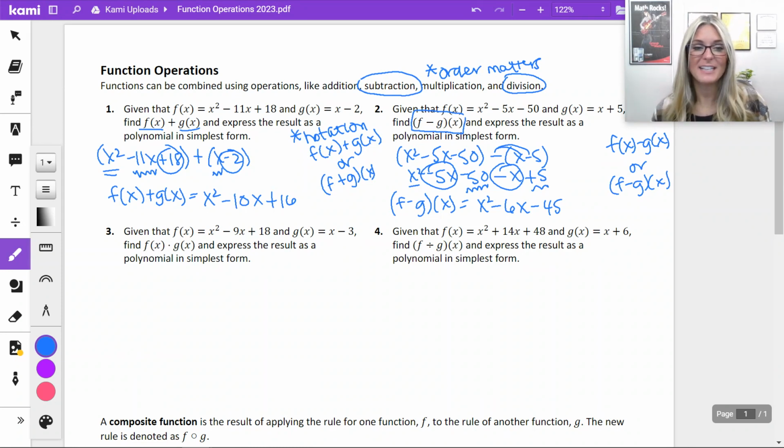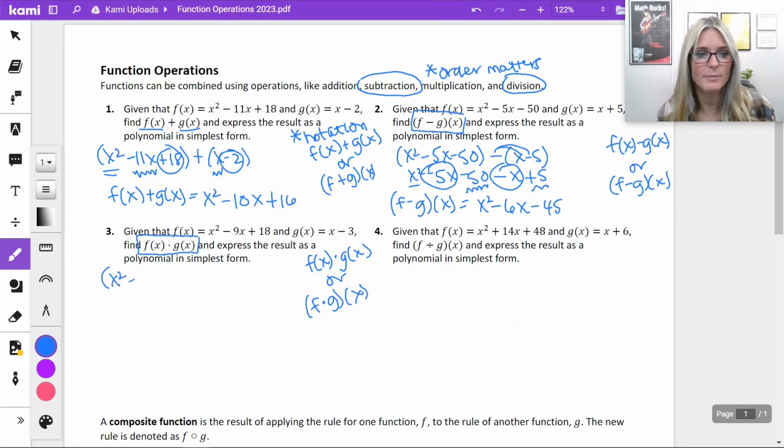Number 3, given f of x is x squared minus 9x plus 18 and g of x is x minus 3, find f of x times g of x. Okay, so again, notation could look like that. The other way it might be written is f times g of x. So we're going to be multiplying these together, express our result as a polynomial in simplest form. So f was x squared minus 9x plus 18 times g was x minus 3.